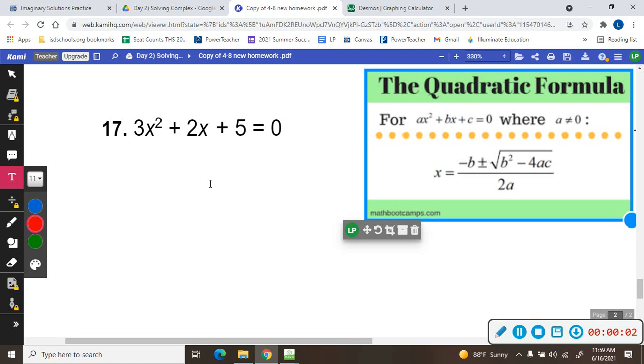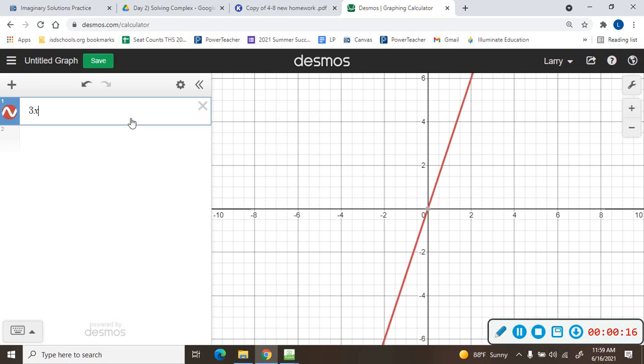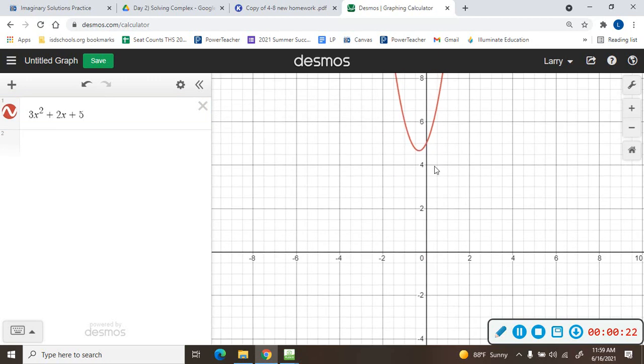So we're supposed to find the solution of 3x squared plus 2x plus 5. Where does it cross the x-axis? I think it's probably good to get a visual first, so I type this in my calculator: 3x squared plus 2x plus 5. And I can see the question is, when does this red parabola cross the x-axis?